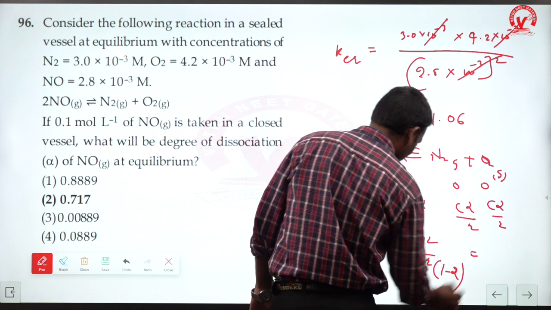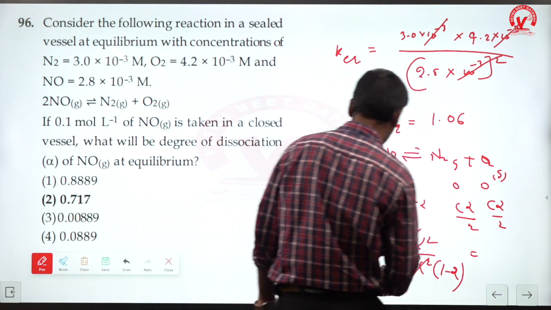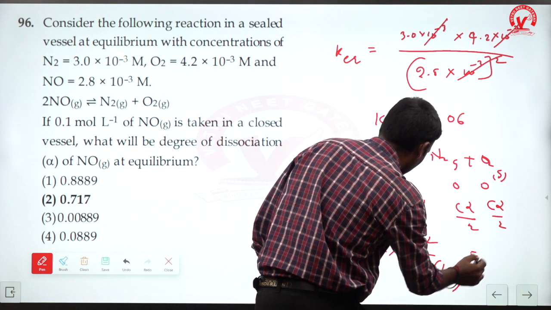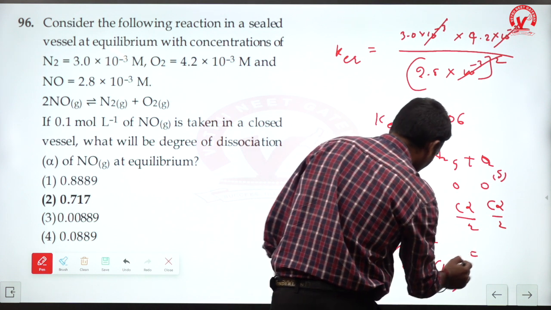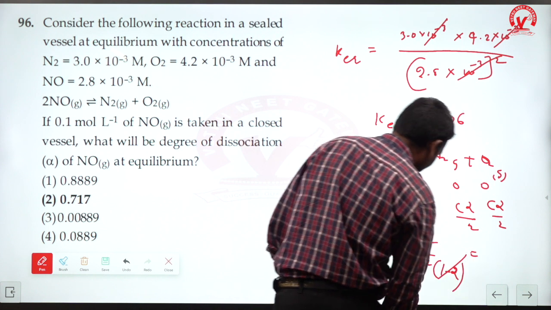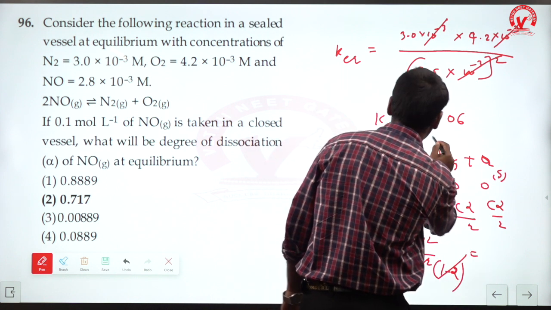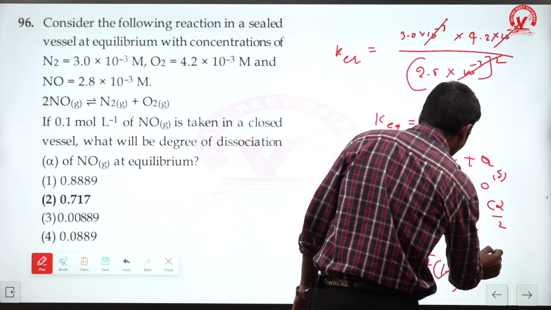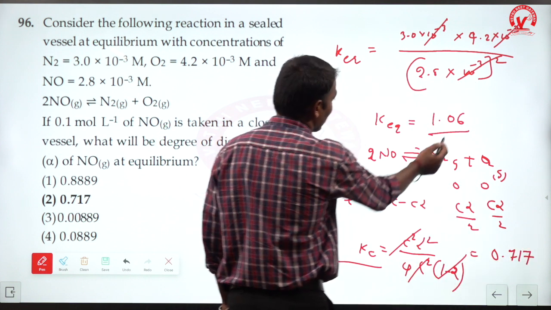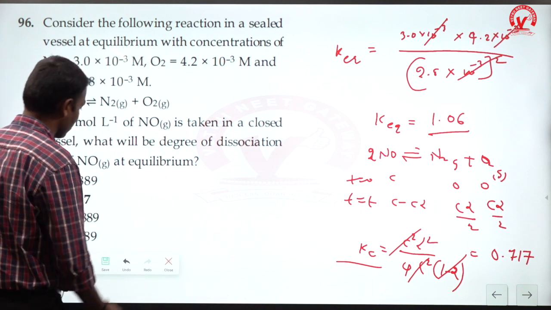From here, if you substitute this K equilibrium value here, we will get... This one you can neglect here actually. So if you substitute the K equilibrium value, the α value we will get is 0.717. If you substitute this Kc value, this K equilibrium, right? So from here we will get 0.717. Option 2 is the correct answer for this question, right?